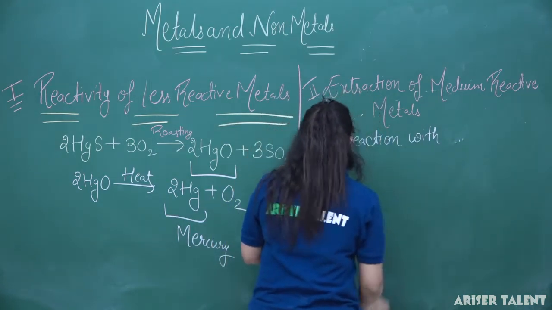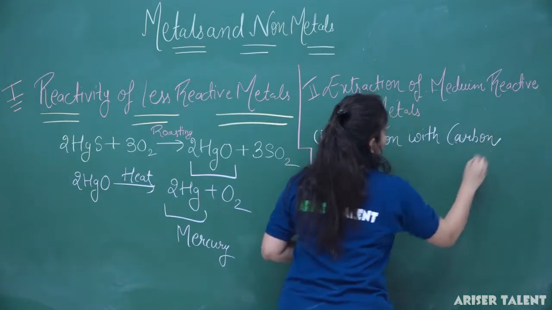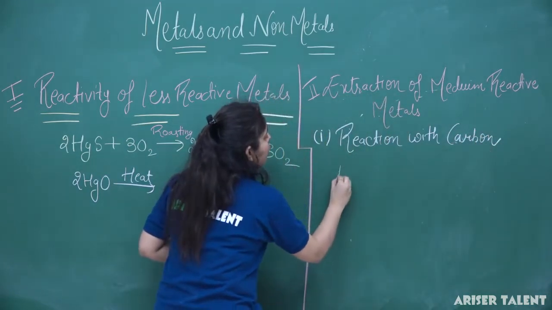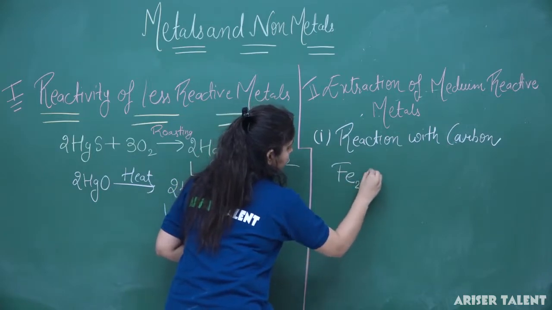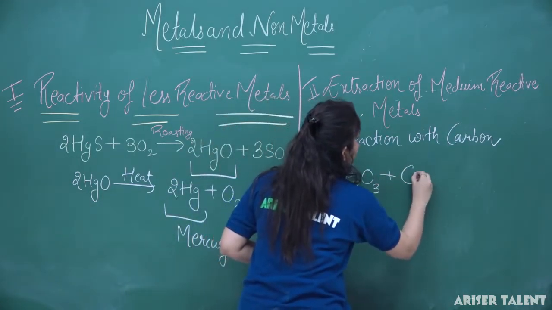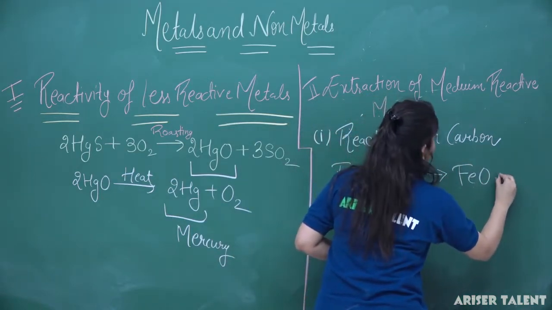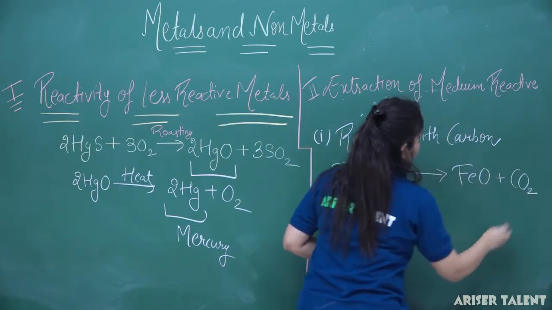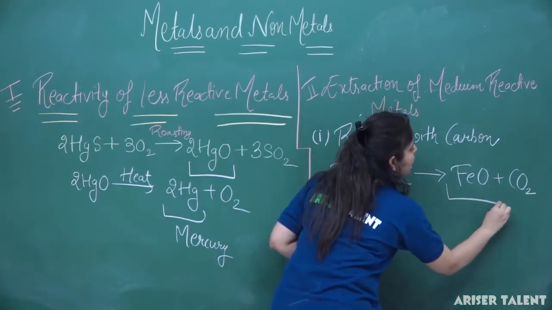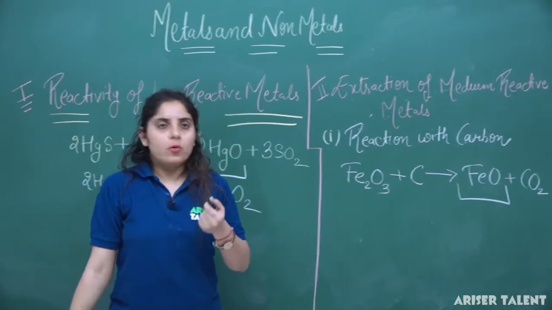Reaction with carbon. Suppose Fe2O3 is going to react with carbon, we will get Fe plus CO2. Now this oxide is reduced and iron is obtained from its ore.